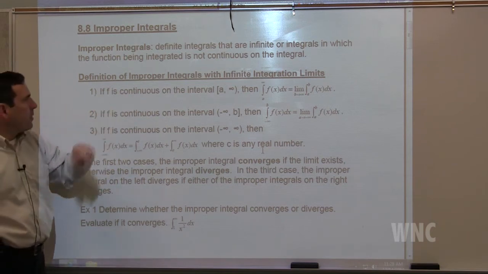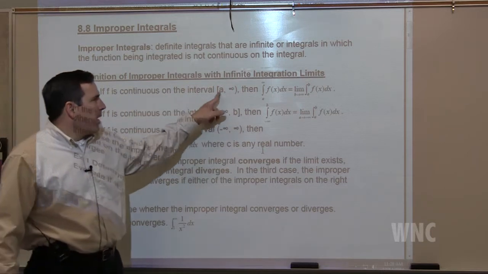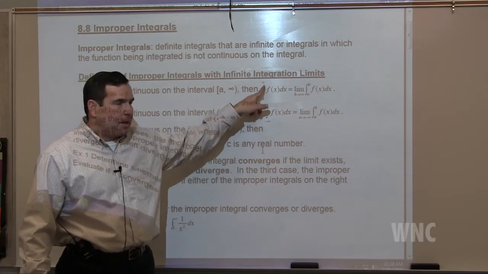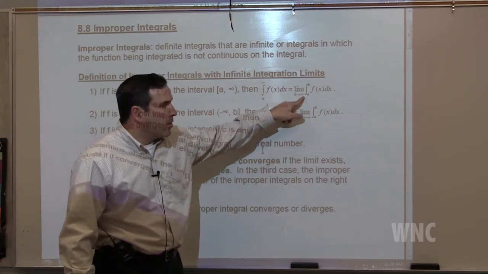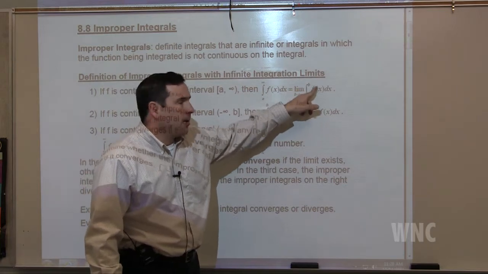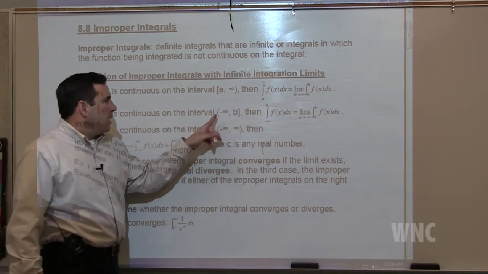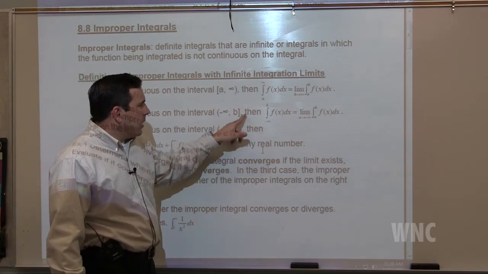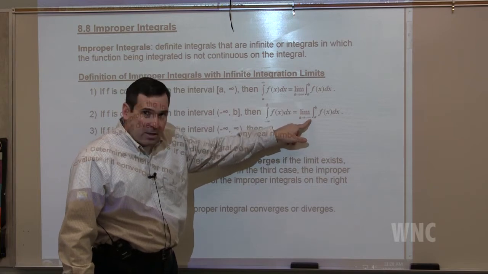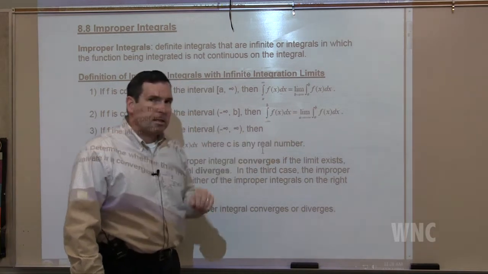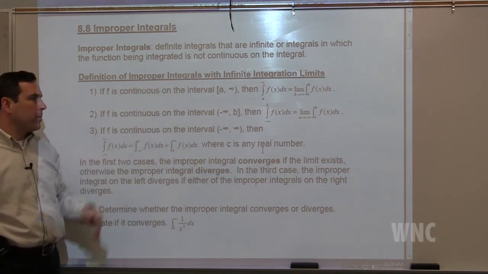Okay, so the definition of improper integrals with infinite integration limits. If f is continuous on the interval from a to infinity, then the integral from a to infinity of f of x dx is the limit as b goes to infinity of the integral from a to b of f of x dx. And if f is continuous on the interval from negative infinity to b, then the integral from negative infinity to b of f of x dx is the limit as a approaches negative infinity of the integral from a to b of f of x dx. We usually call a the lower limit and b the upper limit.